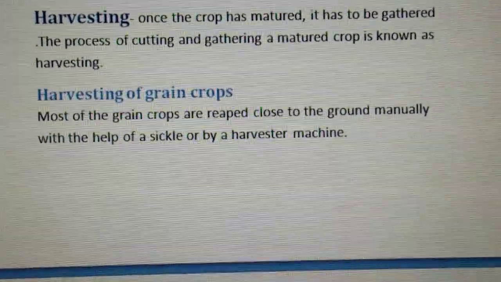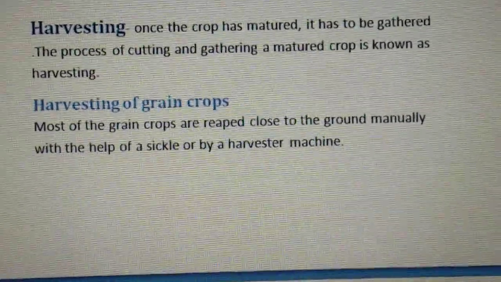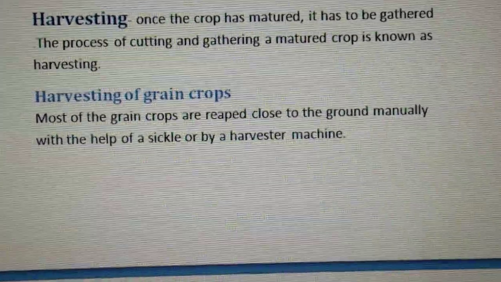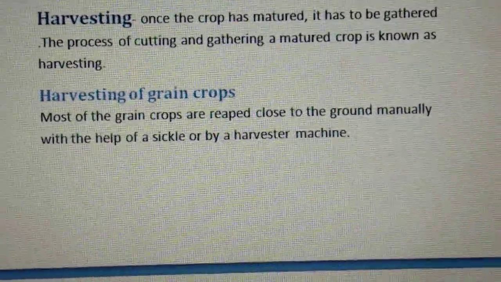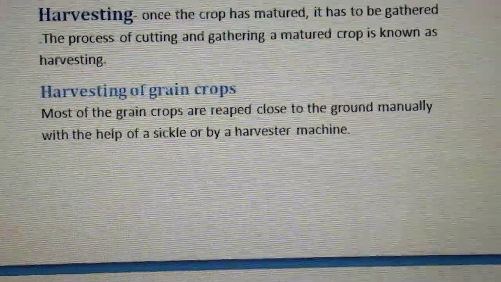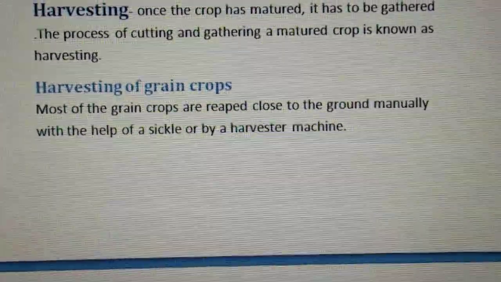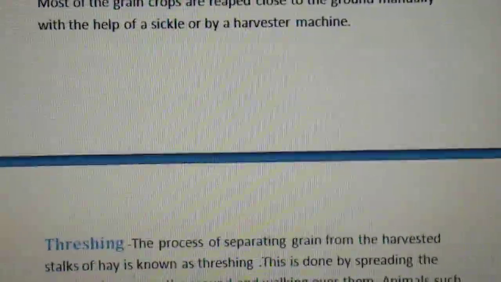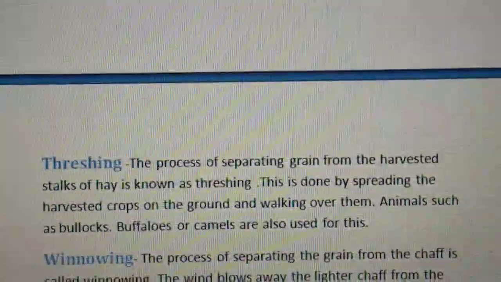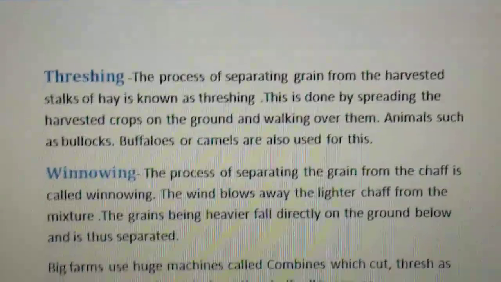Now harvesting of the grain crops. How are the grain crops harvested, by which instrument, by which device? So most of the grain crops are reaped close to the ground manually with the help of a sickle or by a harvester machine. Now there are some processes which are done after the harvesting. What are they? They are threshing and winnowing.